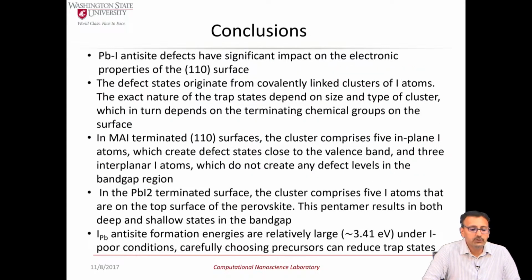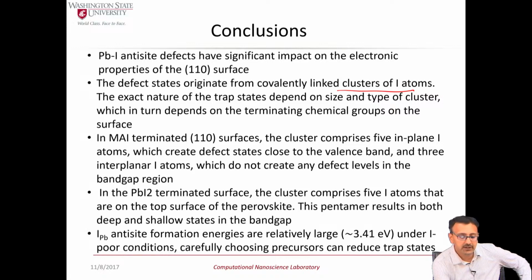So this is kind of the summary of what we found. The clusters of iodine atoms, and the specific nature and size of the cluster, determined by the terminating group, determine the type of defects that are created in these perovskite structures. In methyl ammonium surfaces, the 110 surface, it's a 5 in plane and 2 out of plane cluster, while for the lead iodide terminated surface, it's 5 iodine atoms on the top surface of the perovskite. So this is a pentamer.